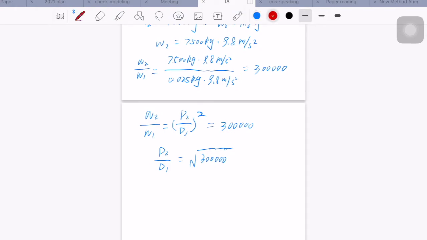And now we can show that D1 equals 70 millimeter. So we can get that D2 should be equal to 38.3 meters. So you can show the other values for D1, and you can get other values for the D2. So we finish this problem.